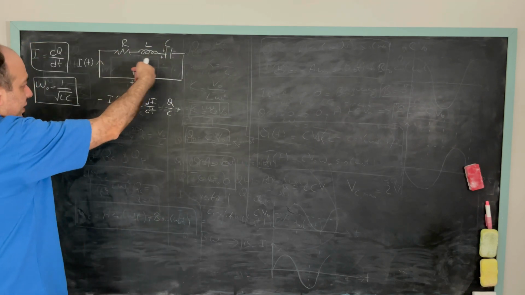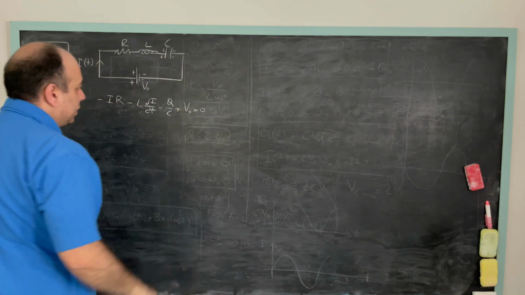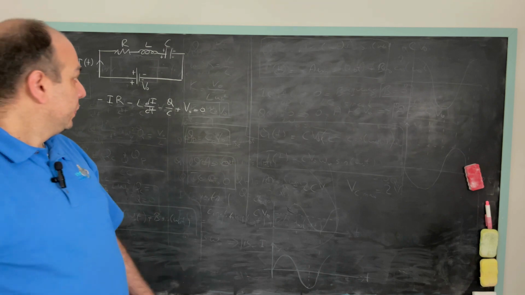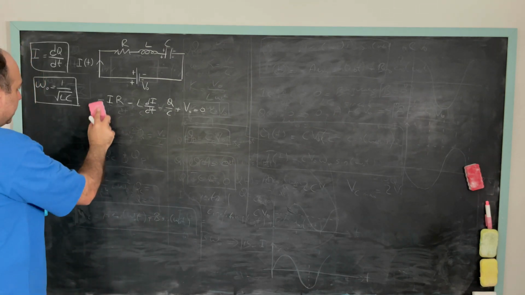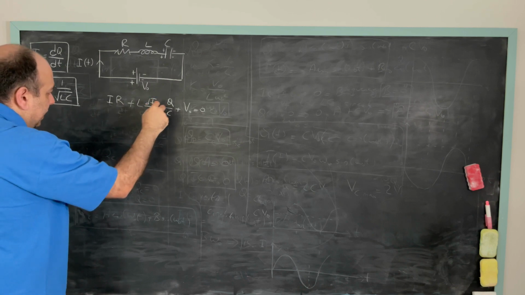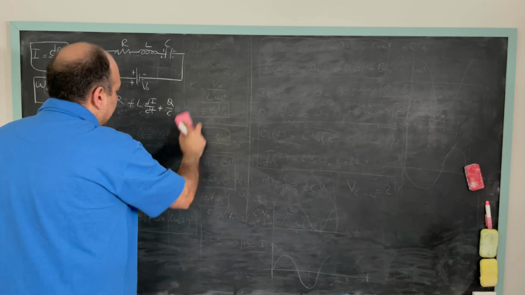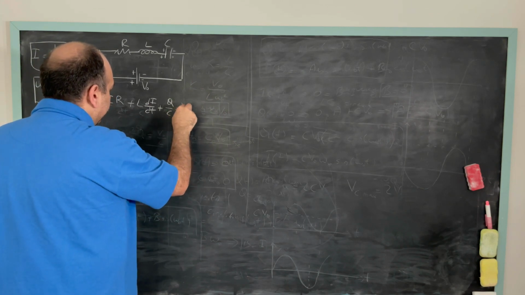Now I'm moving in this direction, so my potential increases by an amount of V naught. So this should be equal to 0 because I complete the loop. As before, I'm multiplying this equation with minus 1. So this becomes plus, and this becomes minus, and I can put V naught on the other side. So this is simply equal to V naught.